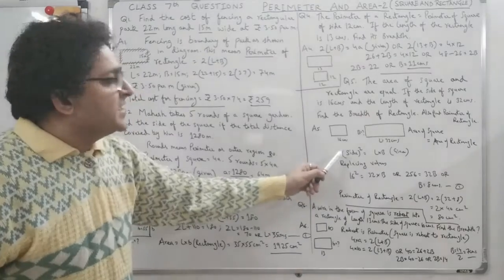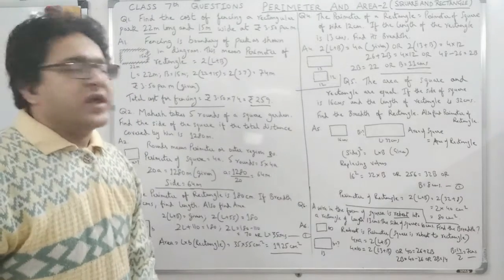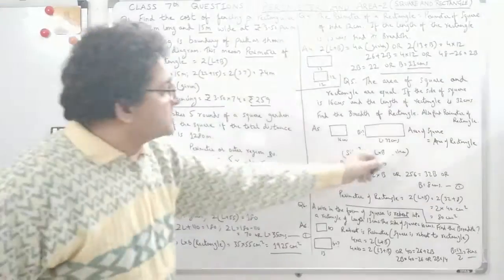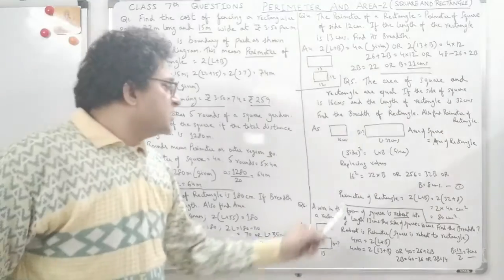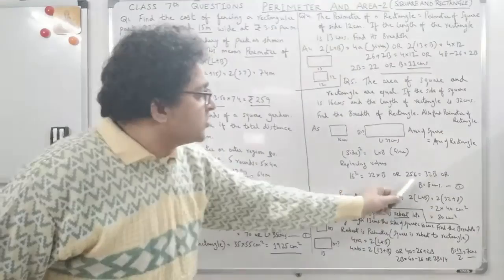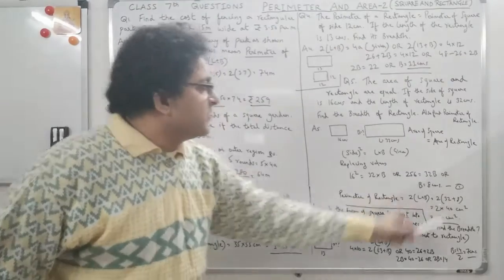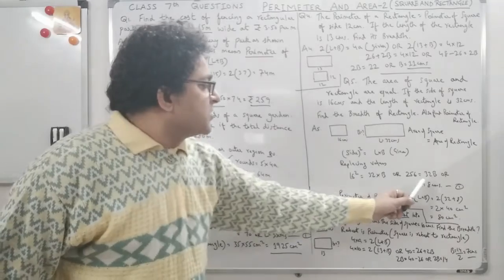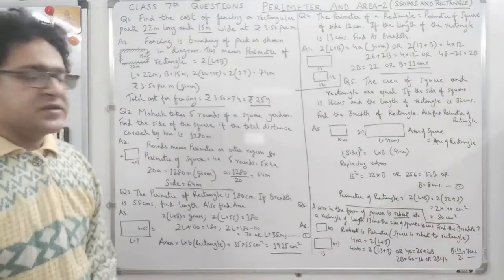The area of a square is side squared, which is equal to length into breadth for the rectangle, right? First you always write what is given, and now you replace the values. 16 squared is equal to 32 into b, which means 256 is equal to 32b. So b is equal to 8 centimeters, right?